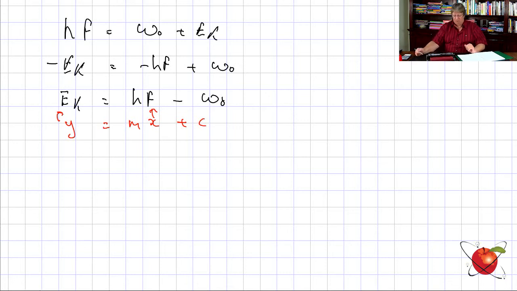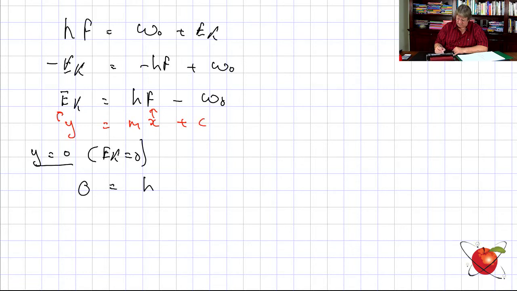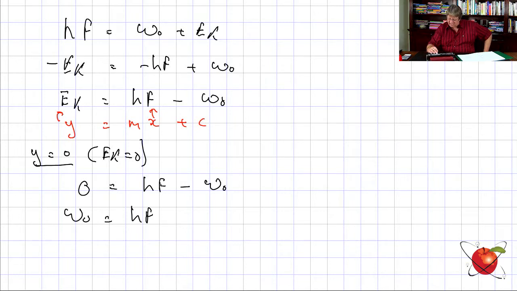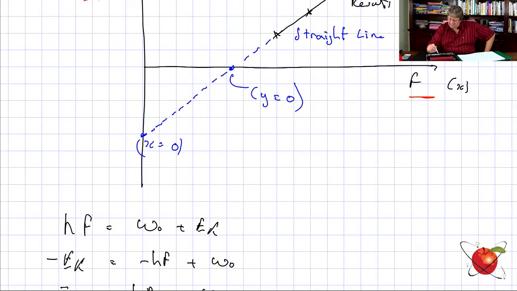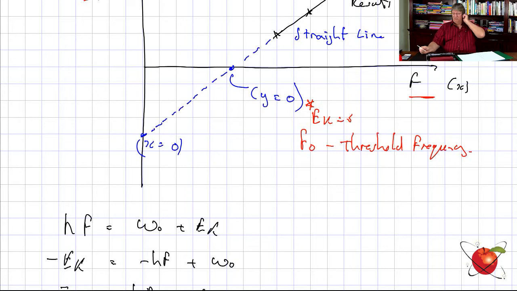Now, what do we do with this? Let's have a look at what happens at the various points. If y equals 0, therefore EK equals 0, I put into the equation 0 equals hf minus W0, therefore W0 equals hf. At that point, EK was 0, so where am I? I am over here, in red. This is where EK is equal to 0. This is actually my f0, the threshold frequency. That's as simple as that.